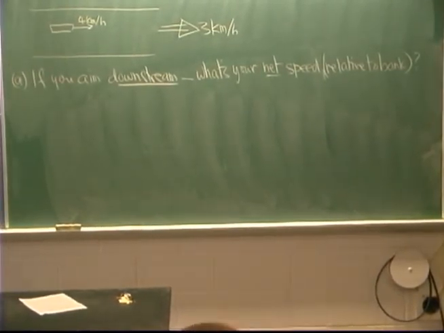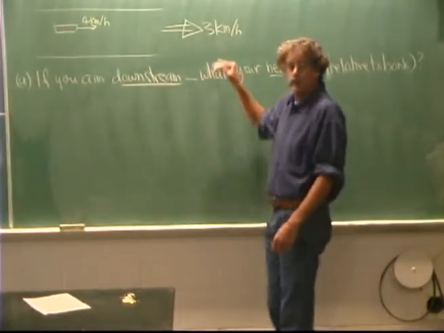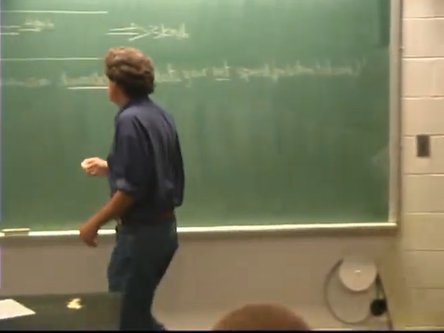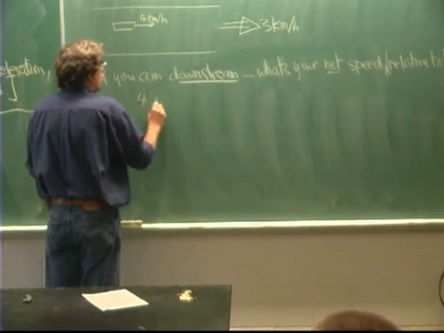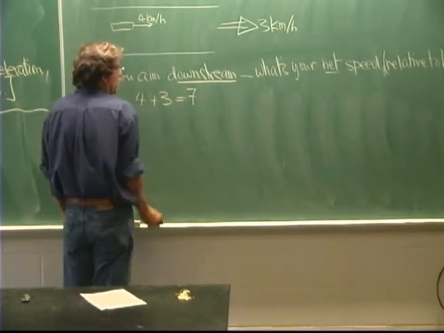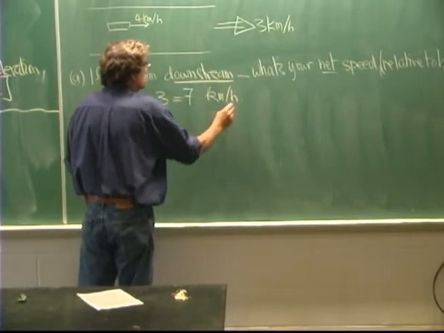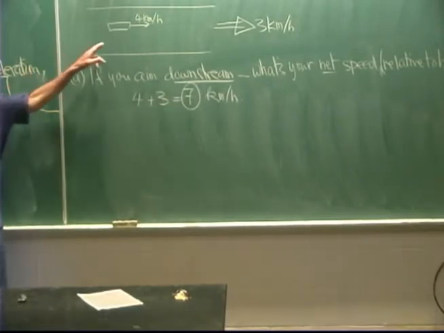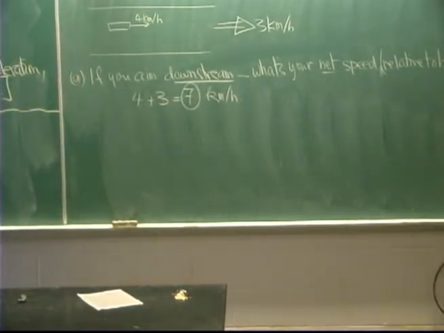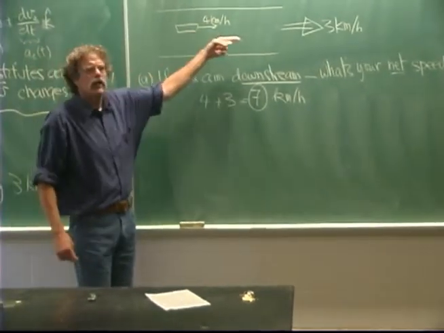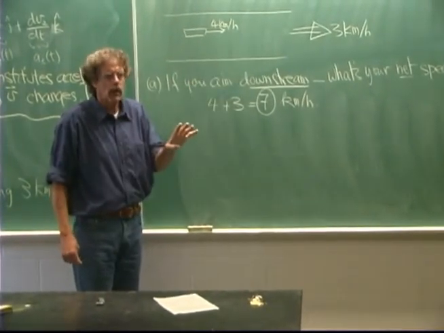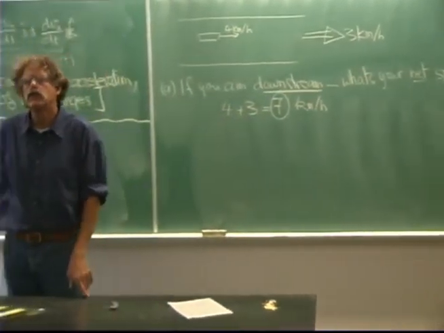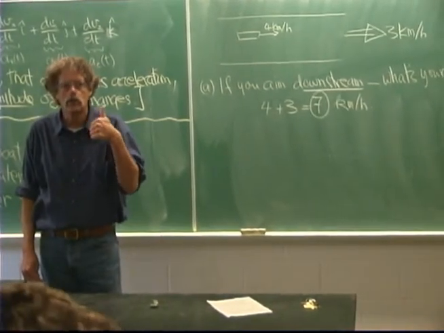Answer? 7. Is that pretty obvious? You're going at 4 kilometers per hour, but you're drifting downstream at 3 kilometers per hour. Your net speed downstream is 7 kilometers per hour. That would be 4 plus 3 equals 7. Make sense? If you're bothered by it, you could imagine, let's let this operation go for 1 hour. How far did I go because of the motor? 4 miles. How far did I drift because of the stream? 3 miles. Total distance I went? 7 miles. Velocity, therefore, 7 miles per hour.